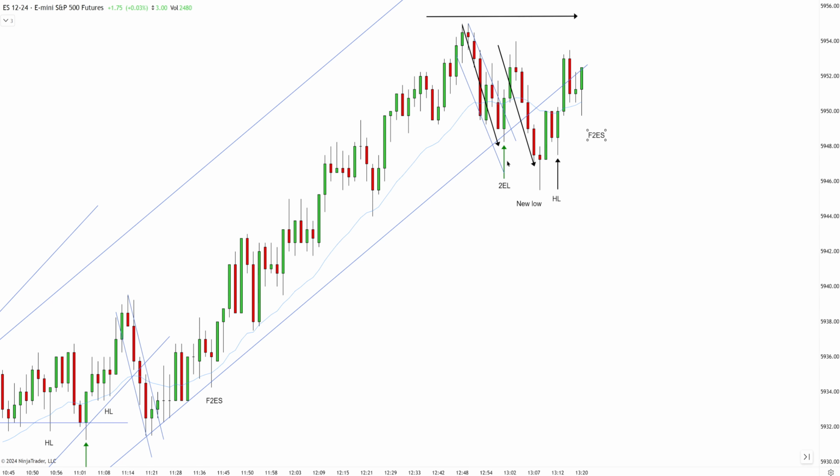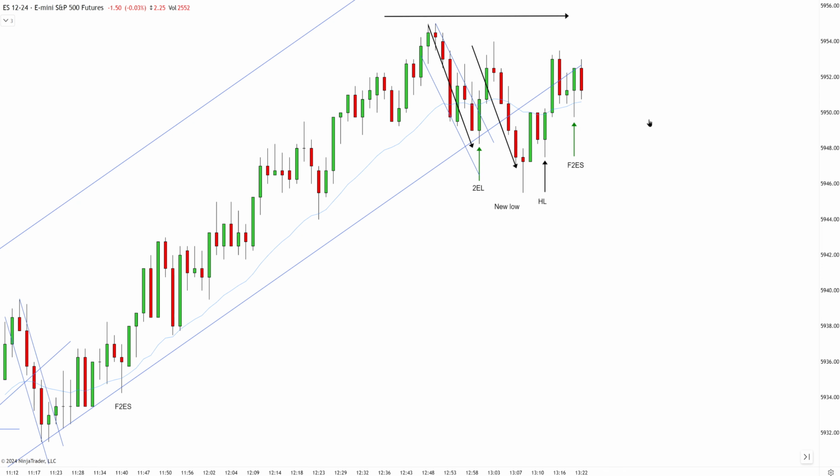Look at the signal bar. We need to get new high. There needs to be a break above this bar. Your stop loss always goes one tick below the signal bar, one tick below the signal bar. You need to protect your trade.